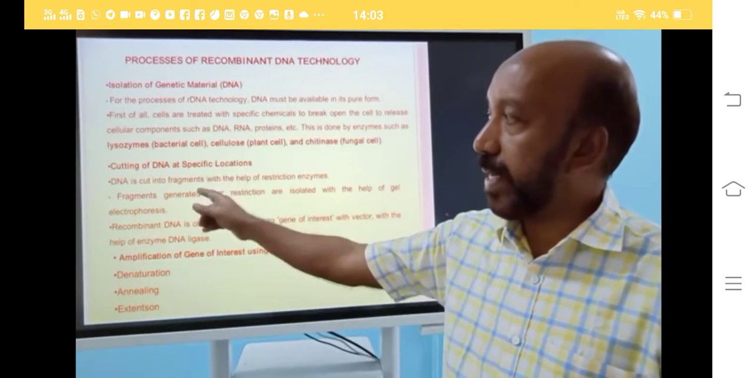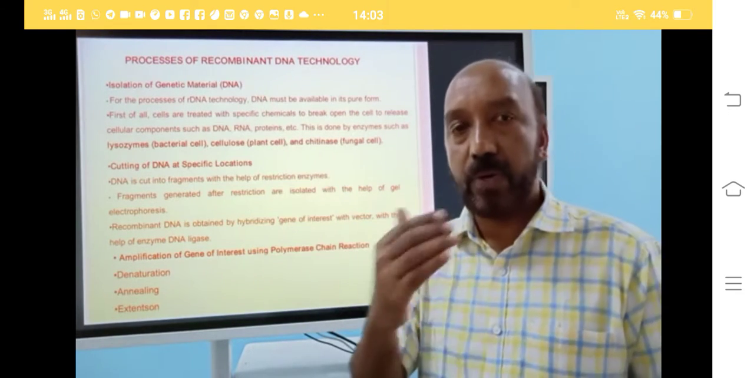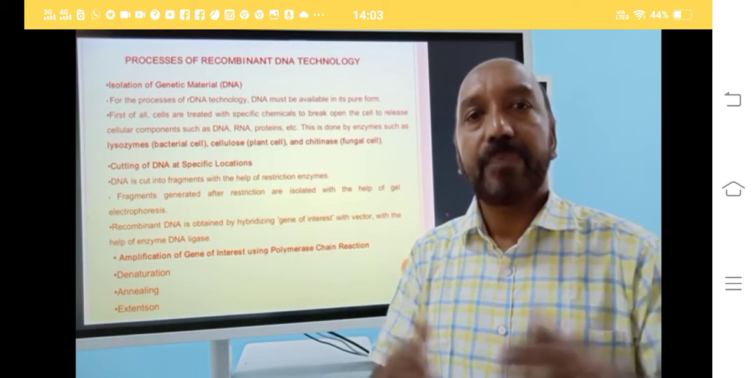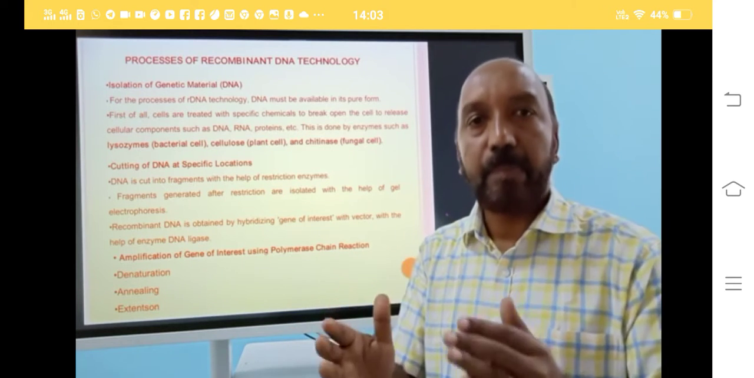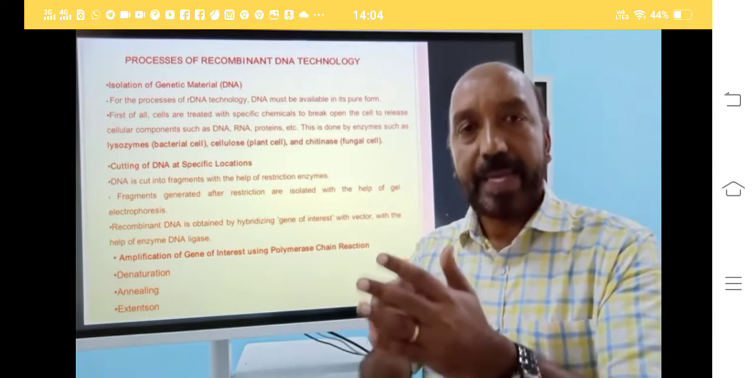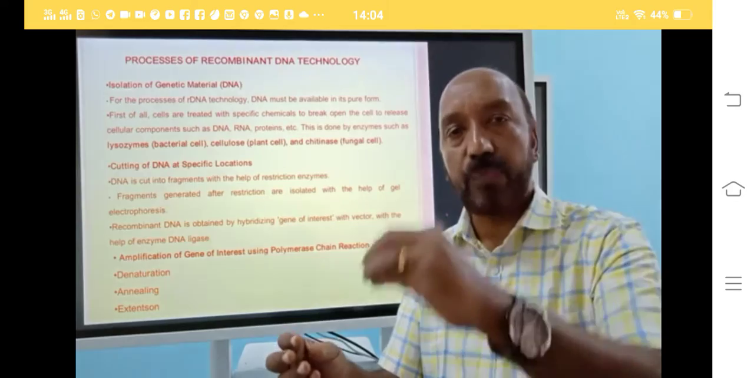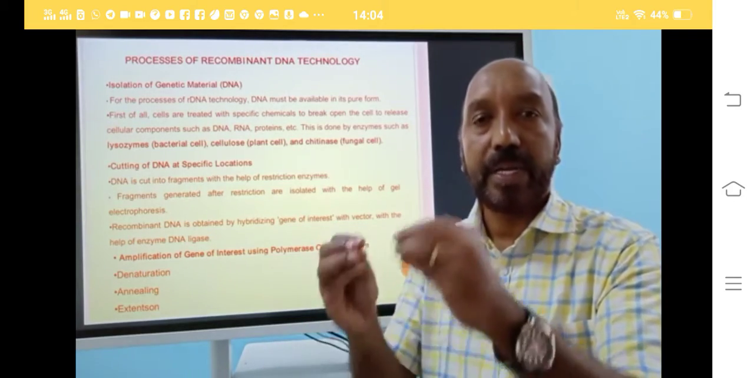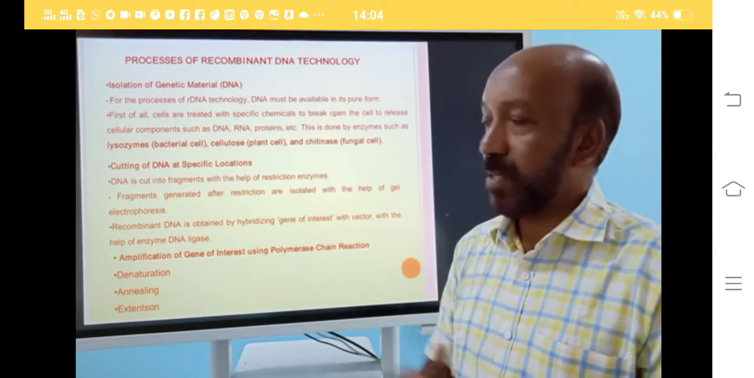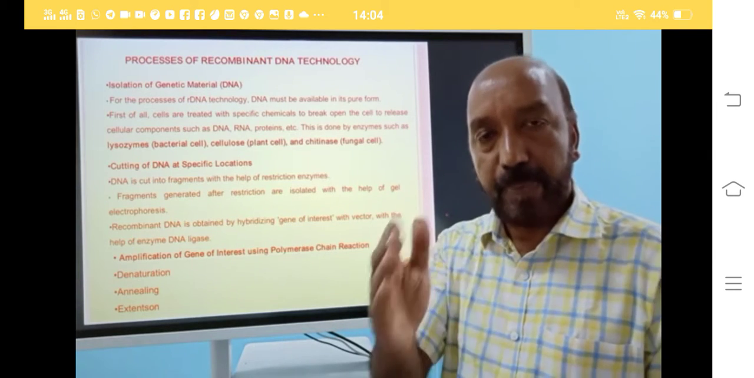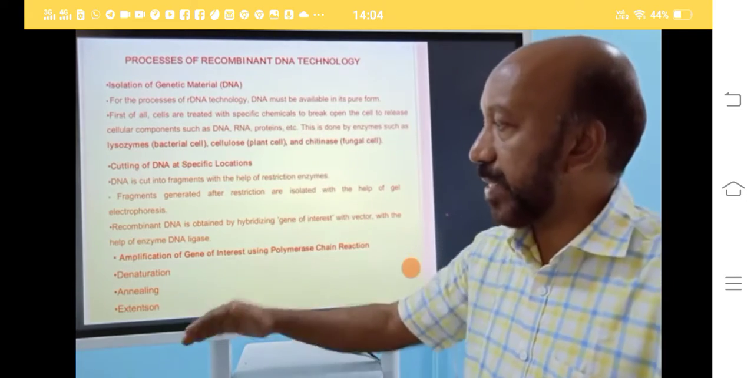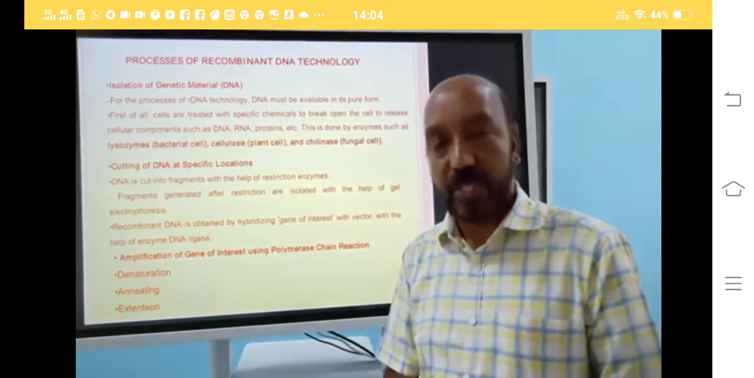After that, cutting of DNA at a specific location. As we said earlier, the cutting is done with the help of restriction enzymes. After that, we separate the fragments using gel electrophoresis. After that, we ligate them. The plasmid with the gene of interest is ligated using DNA ligases. All these activities take place during these steps: cutting, separation and formation. At the same time, the next level is amplification of the gene of interest.